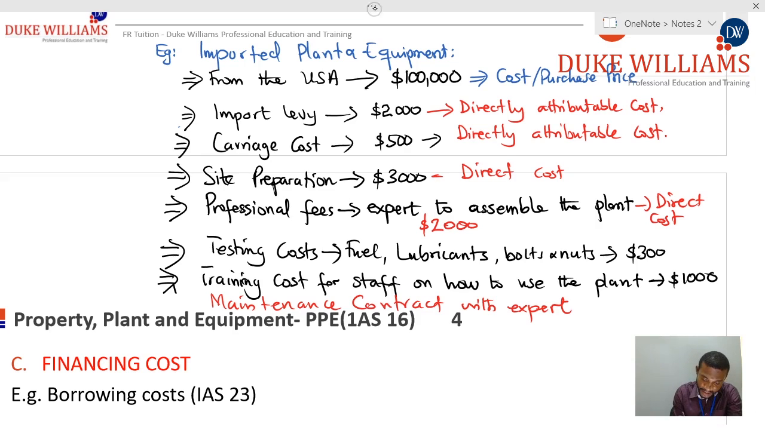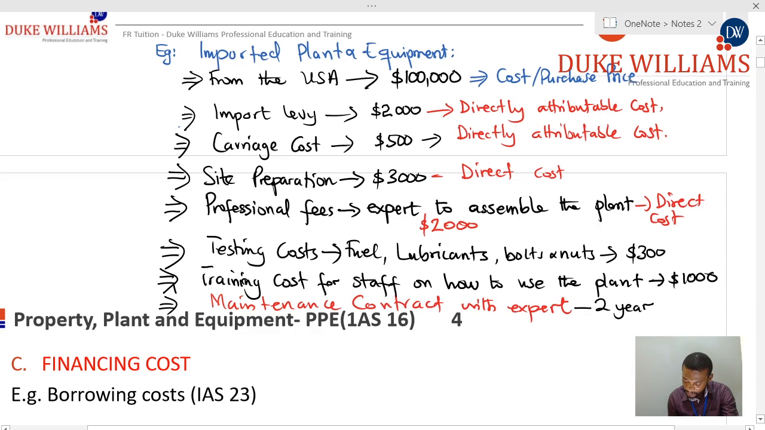To be servicing this plant for us. And this will last over 2 years. And the contract, we have paid for the contract worth around, let's say, $5,000. A lot of cost here. Details of cost here.